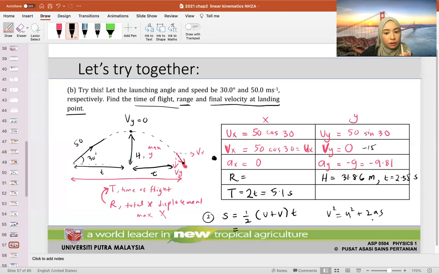Can we use this one for our X displacement? No. Tak boleh kan? Because our A is 0. Basically, you get V equals to U, back to square 1. So you don't really solve anything. Ada lagi tak equation yang kita boleh pakai untuk S?